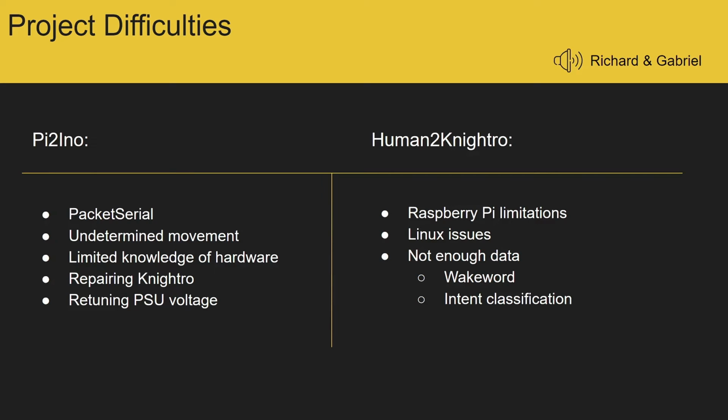There was also not enough training data for the wake word and intent classification models, so we ended up having to make a lot of our own data and augment it for the models to be trained efficiently.